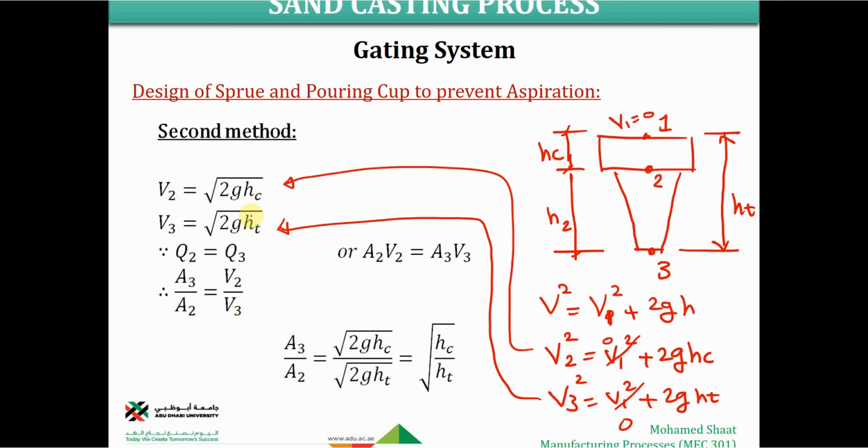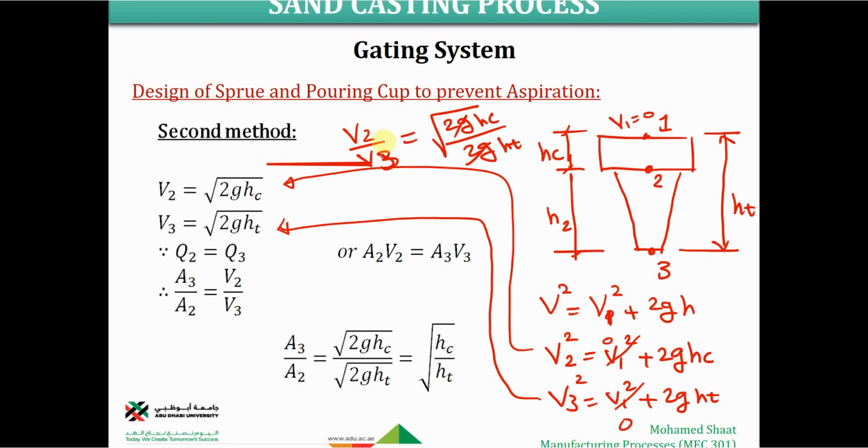So we got these two relations. In addition, if we divide these two expressions together, like v2 over v3, this is gonna give us the square root of 2g hc over 2g ht, right? And the 2g will be cancelled with the 2g. This is gonna give us the square root of hc over ht.